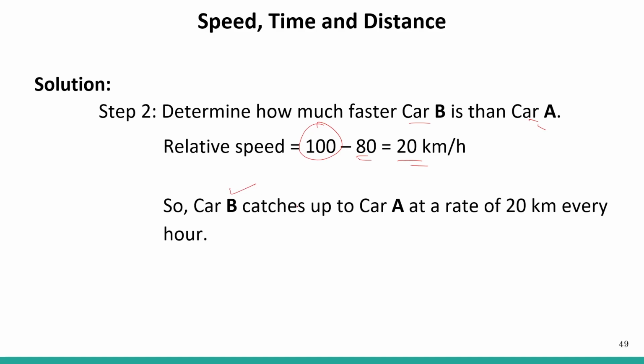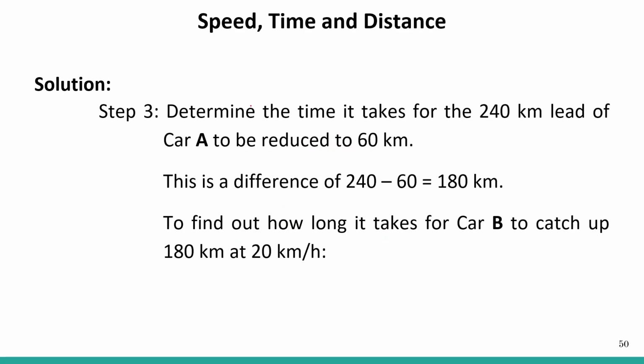So car B actually catches up to car A at a rate of 20 km every hour. Every hour, B catches up A by 20 km, so their distance becomes less by 20 km. Now determine the time it takes for the 240 km to become a lead of 60 km for car A. So the difference that we want is 180 km.